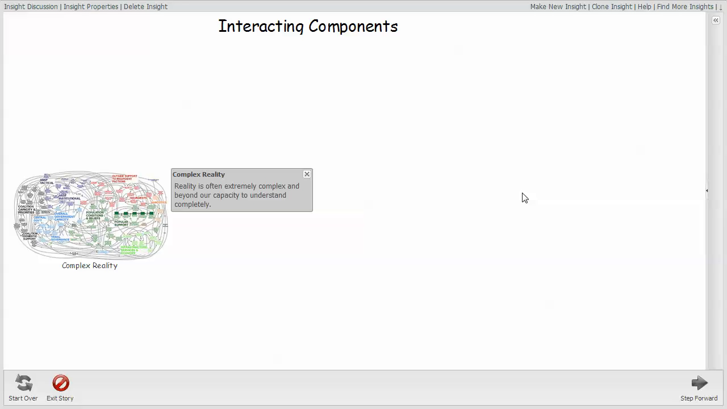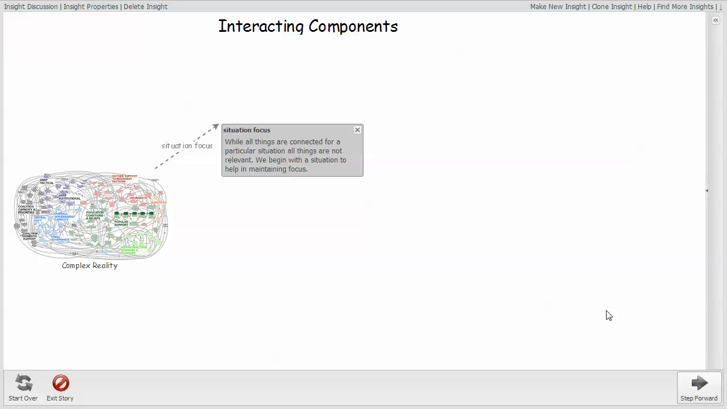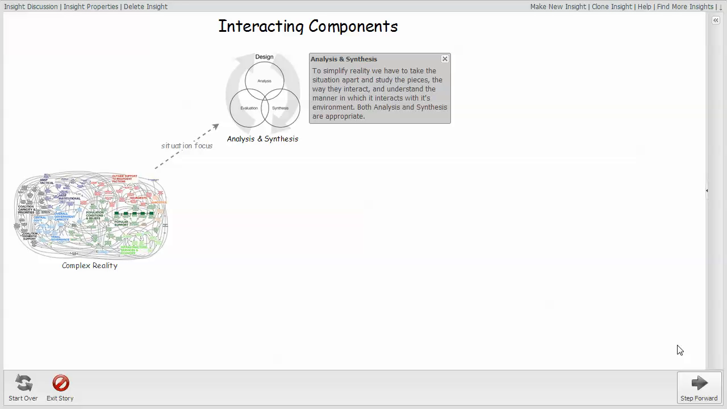I've talked before about the idea that reality itself is extremely complex, and everything is really connected. If we try to understand all of the things that are connected, we become overwhelmed by reality, and it just becomes overly complicated, and we end up endlessly confused. So what we do is we use the situation itself to provide a focus, so that we're looking for those aspects of reality which are relevant to the situation that we're trying to understand, that we're trying to figure out how to deal with.